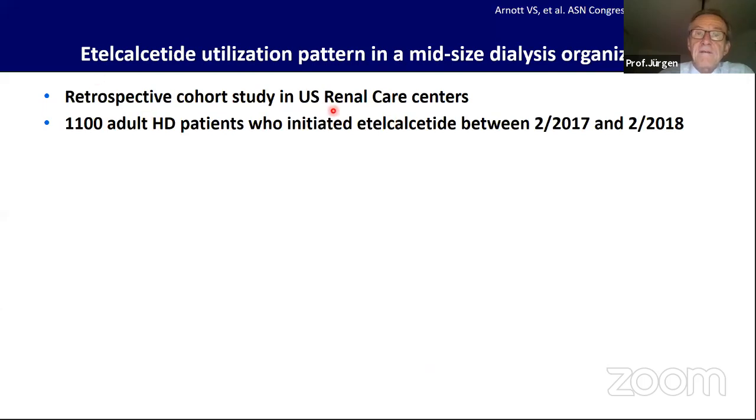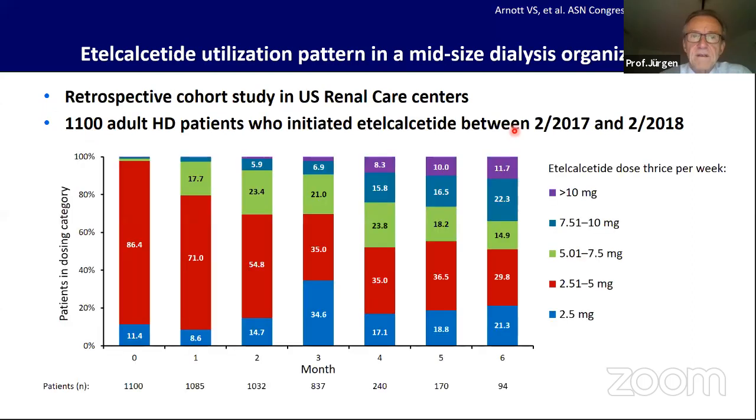Here's American data from US renal care centers, 1,100 patients who initiated Etelcalcetide. First of all, you can see that the majority of patients initiated Etelcalcetide with 5 milligrams given 3 times per week after dialysis. And then you can see that as you go over 6 months, much fewer patients have 5 milligrams. Many more have only 2.5 milligrams. Others, in turn, need more than 10 milligrams. So it really is like a fan opening up.